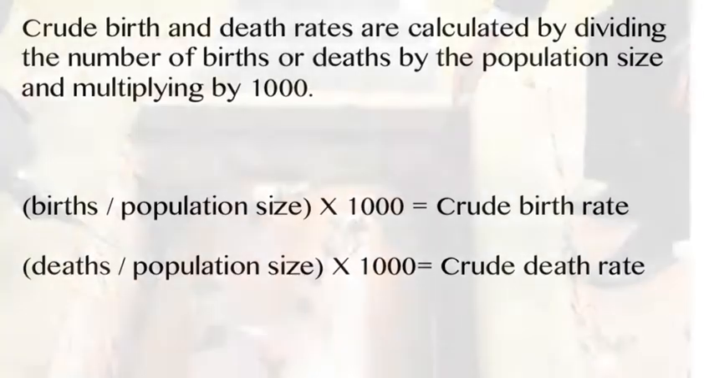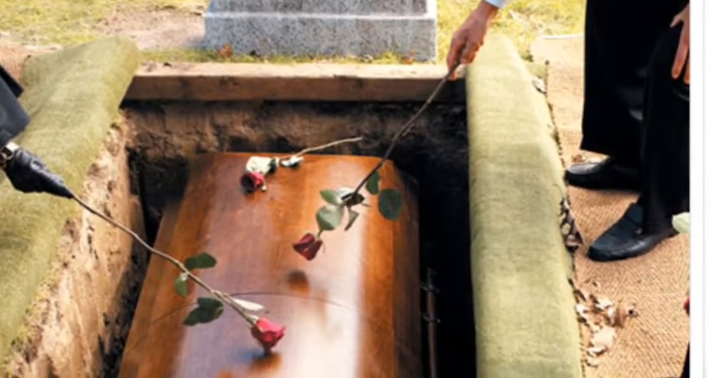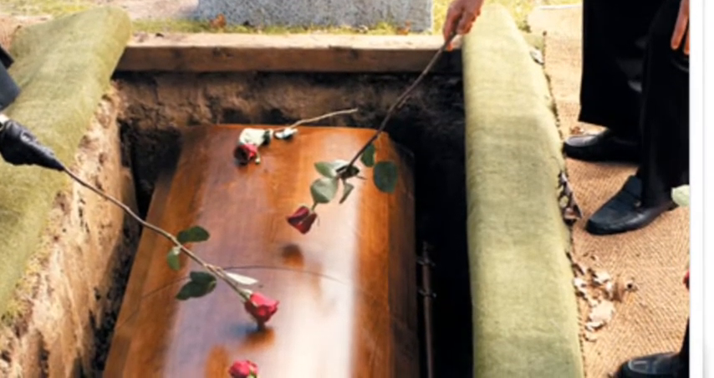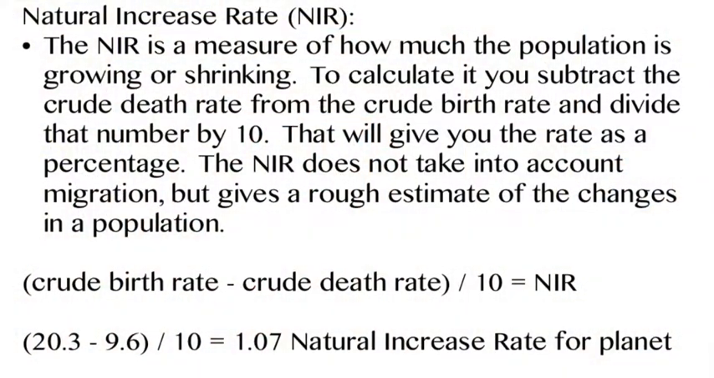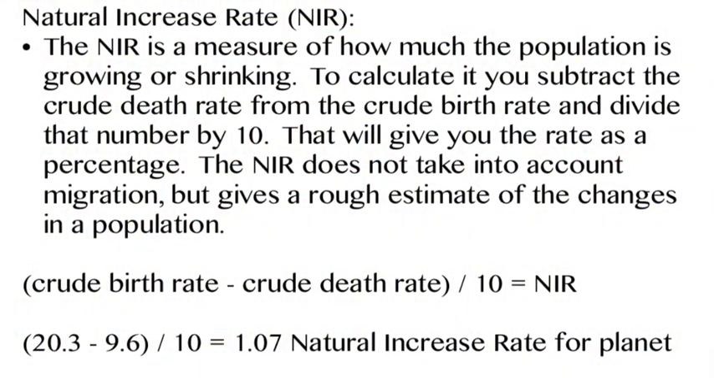Deaths divided by population size times 1,000 equal crude death rate. That's how you calculate it. You'll want to know how to do that. Natural increase rate is when we take those numbers.